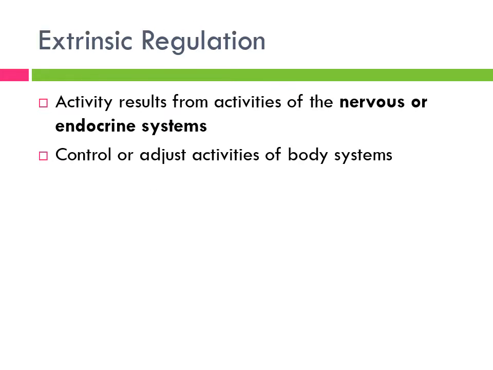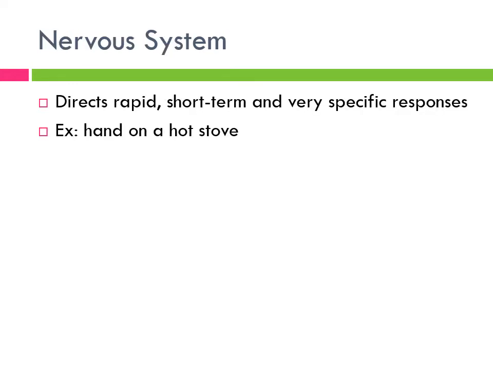Extrinsic regulation means the regulation is created due to the nervous system or the endocrine system. And so the nervous system and the endocrine system both can adjust the activities of all the different systems in the body. The nervous system directs quick, short-term, and specific responses. So these are our reflexes. Like when you put your hand on a hot stove, chances are you're going to pull that hand away from that stove before you even sense that your hand is hot, because you have those reflexes of the nervous system.